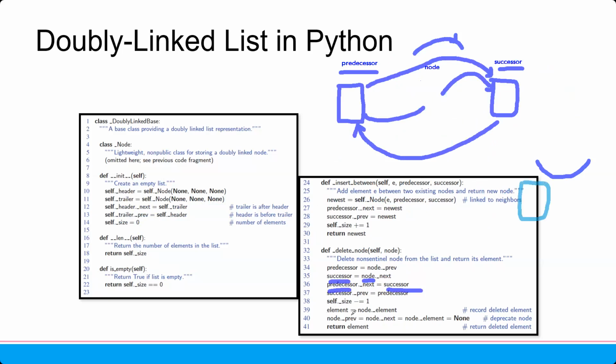Element equals node dot element. So we call what is the element here? Node dot previous, so this one becomes null. Node dot next also becomes null, and node dot element becomes null. So we totally remove it. And we want to know what is the element that has been deleted.